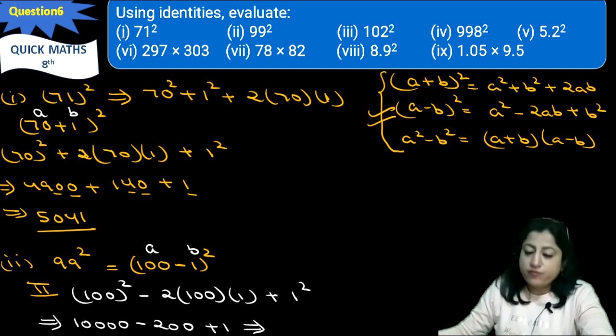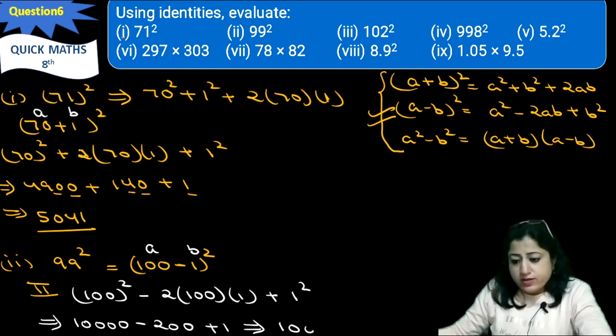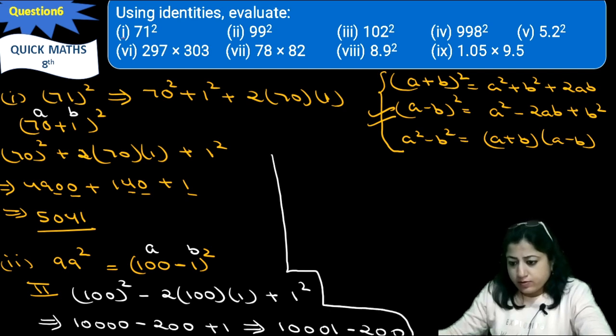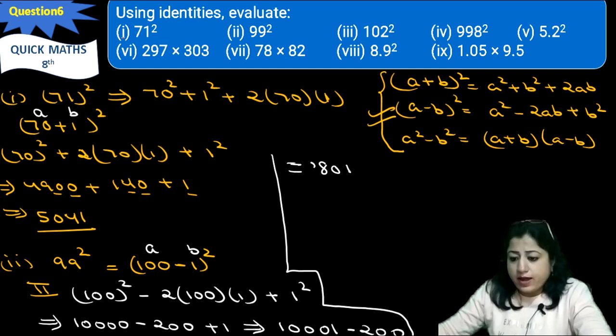According to BODMAS, we will first add and then subtract. So addition will be 10001 minus 200. So it can be written as 9801. 1, 0 and 2 minus this is 8, 9. This is 9801. It will be 9801. This is the required answer. Now come to the next. Next is the third part.